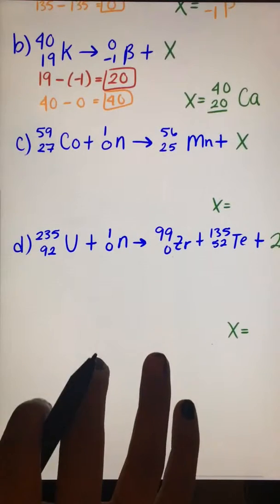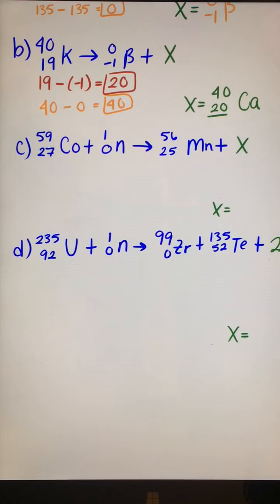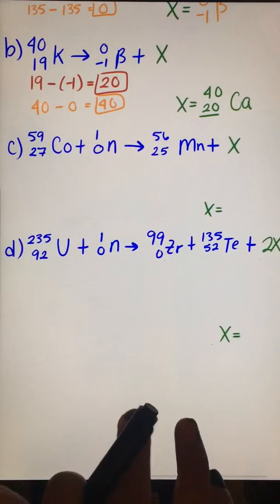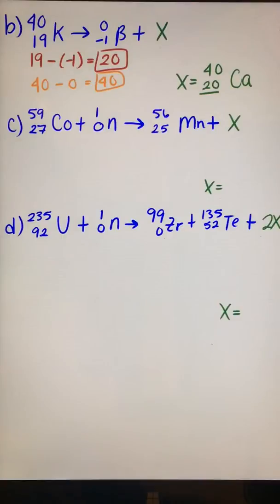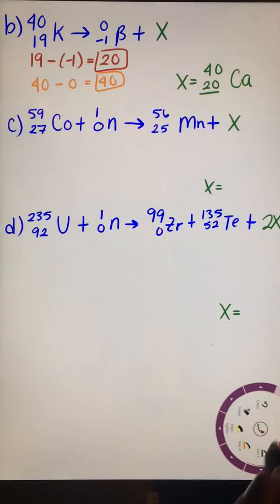Now for C, on the reactant side, you have cobalt that has an atomic number of 27, also 27 protons, and a nuclear mass of 59, added with a neutron that has a nuclear mass of 1 and no protons. And on the product side is manganese that has an atomic number of 25 and a nuclear mass of 56 plus X, which we're trying to solve.